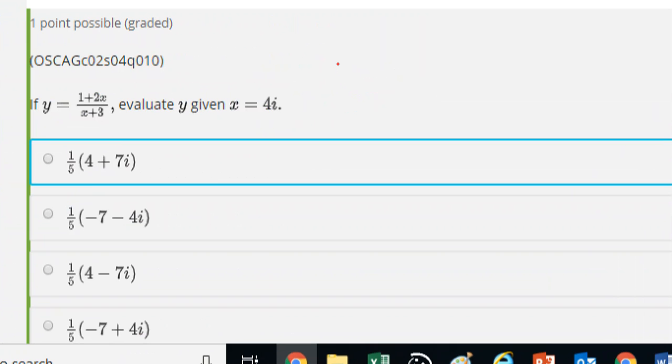So first of all, let's plug in the 4i into this expression. So it's 1 plus 2 times 4i divided by 4i plus 3. Okay. So what causes trouble is on the bottom. This is a complex number. So that's what we don't want. We want to remove the complex number from the bottom. So how do we do that?